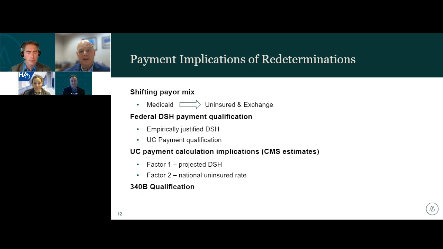Now, I'll tell you, I have not seen a big shift in our payer mix yet, but I think we'll have a couple hundred, 100 to 200 basis points potential impact from Medicaid to another source, and it'll probably be self-pay, or some sort of uncompensated type of payer source.